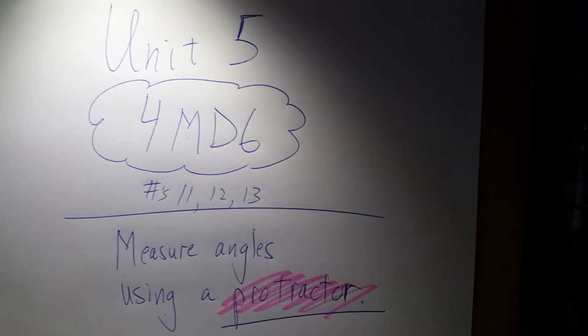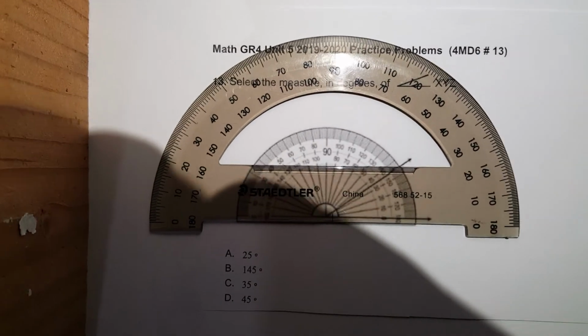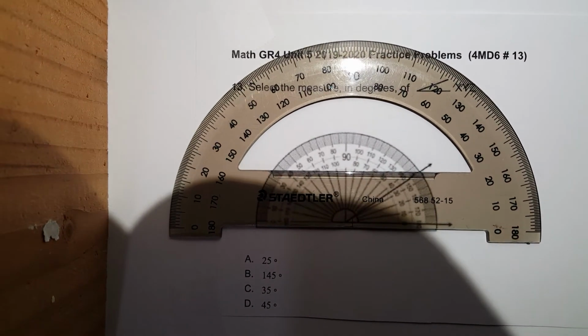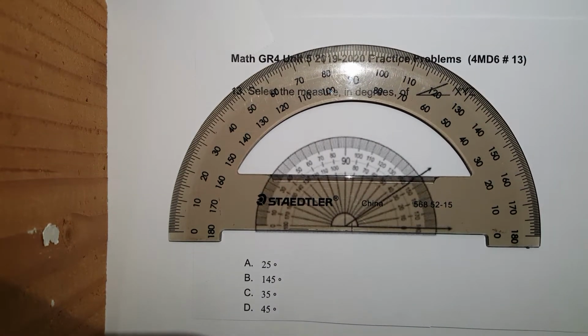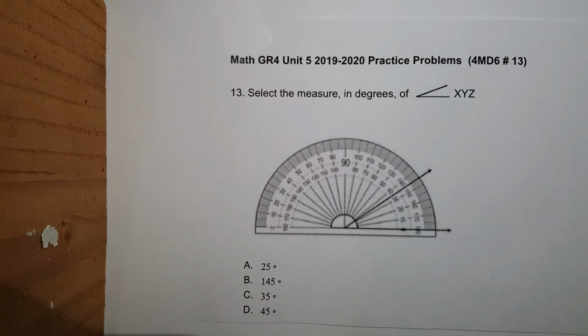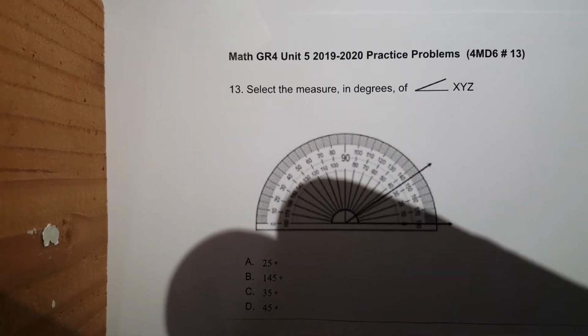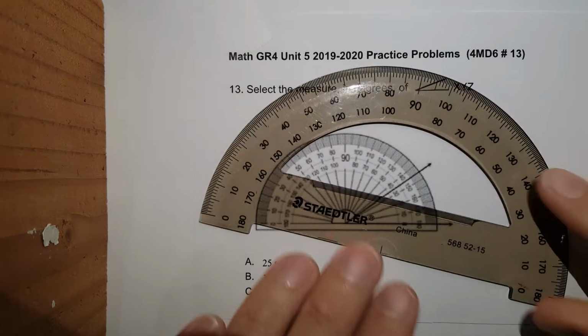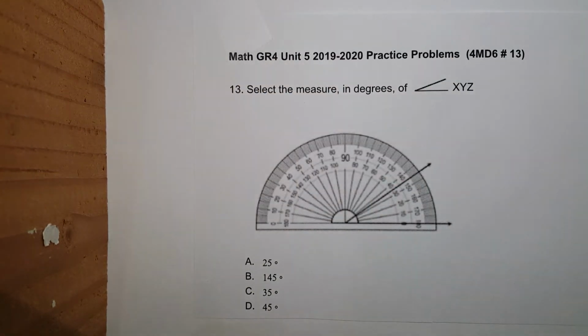Next recording, 4MD6, number 13, measure angles using a protractor. And that, folks, is a protractor. Let's go. I'm moving it up a little higher just so when we use this, you can see it very clearly.